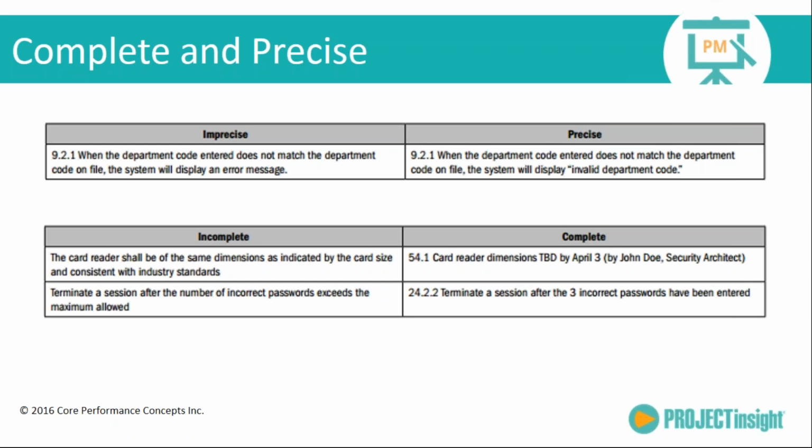So in this particular case, that's not complete. You can't just say, I'm done with that requirement. In this case, they basically said we need more clarification. So in order to be complete, I've got to get the card reader dimensions, and who's doing it and what their role is. Another example: terminate a session after the number of incorrect passwords exceeds the maximum allowed. Well, what is the maximum allowed? Be very specific, very precise, very complete, so that when you read the requirement, it leaves no room for interpretation.